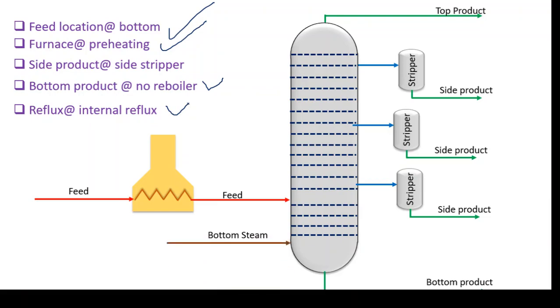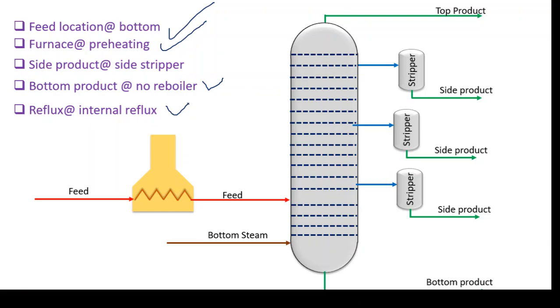As already discussed, there is the bottom steam. There is a concept of bottom steam in the atmospheric distillation column. This steam basically has several purposes. The main objective of this bottom steam is to take out some lighter fractions if they are available in the bottom product. So from the residue, the bottom steam is used to extract some lighter fractions.